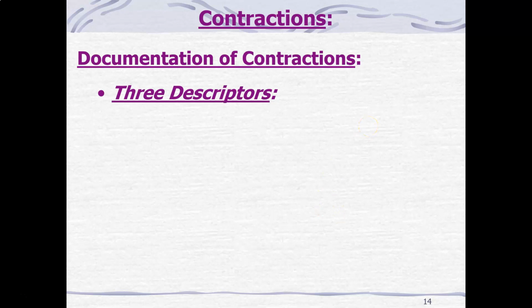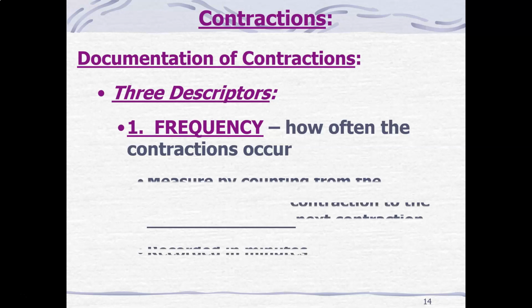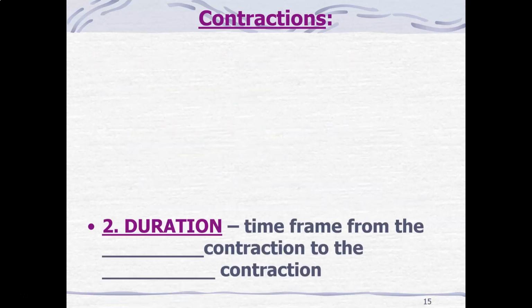All right, to document contractions, we have to use 3 descriptors. That's going to be frequency, duration, and intensity. So we're going to start with frequency. Frequency is how often the contraction occurs. We measure it by counting what? How do we know the frequency? Well, the frequency is measured by counting from the beginning of one contraction to the beginning of the next contraction, and it is recorded in minutes.